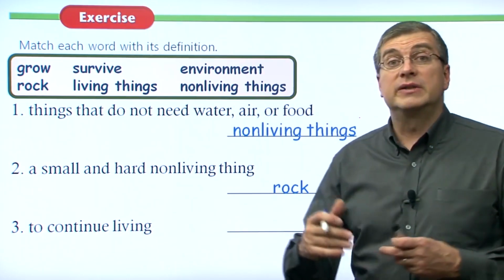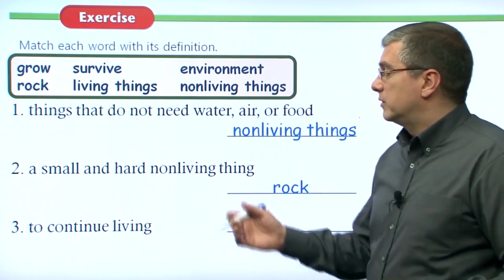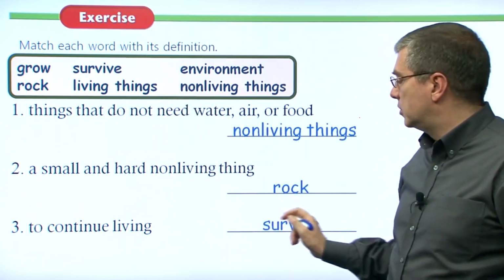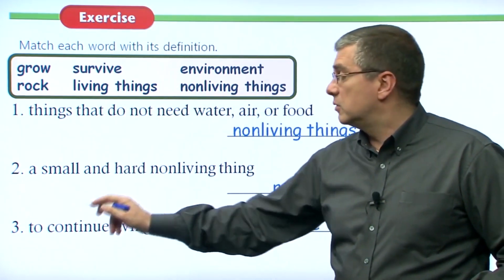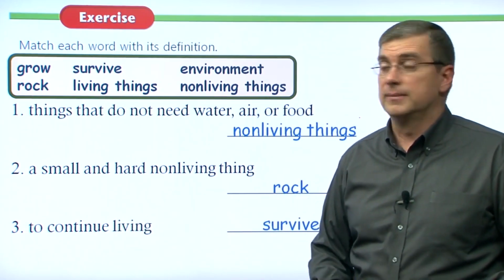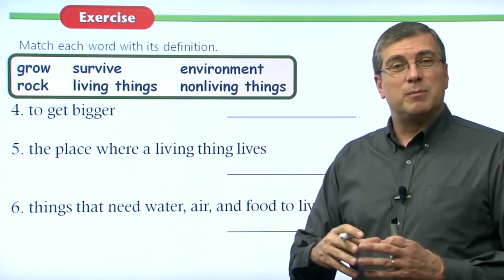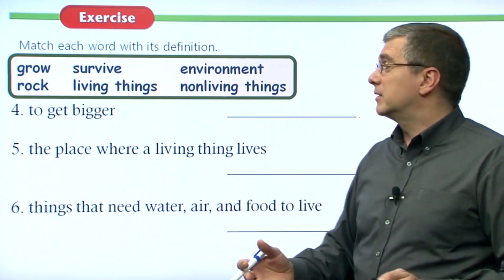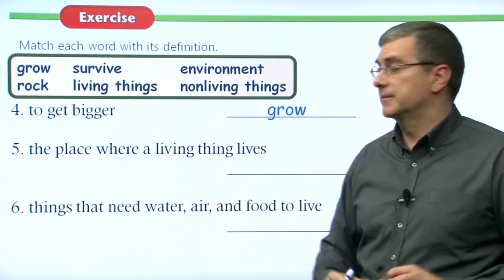Number three, to continue living, to keep living, to stay alive. What do we call that? We say that is survive, to survive. It's a verb, to survive, to continue living, to keep alive, to stay alive. To stay alive is to survive, continue to live. Talk about number four, to get bigger. When something gets bigger, especially by itself, if you give it food and water, it will get bigger. What is it doing? It is, of course, growing. To get bigger is to grow in size.